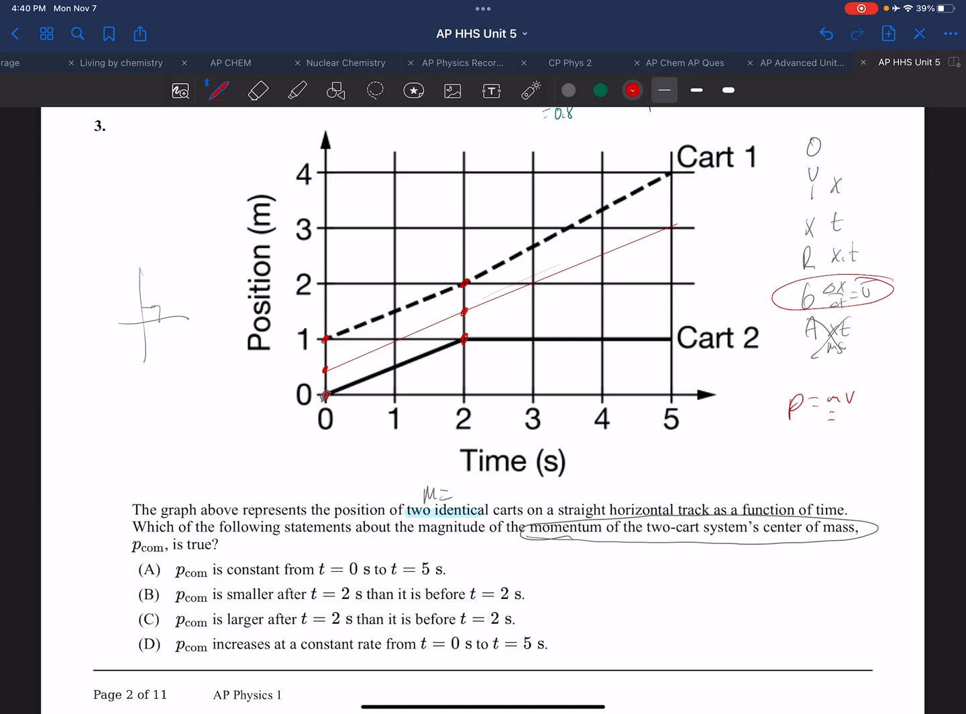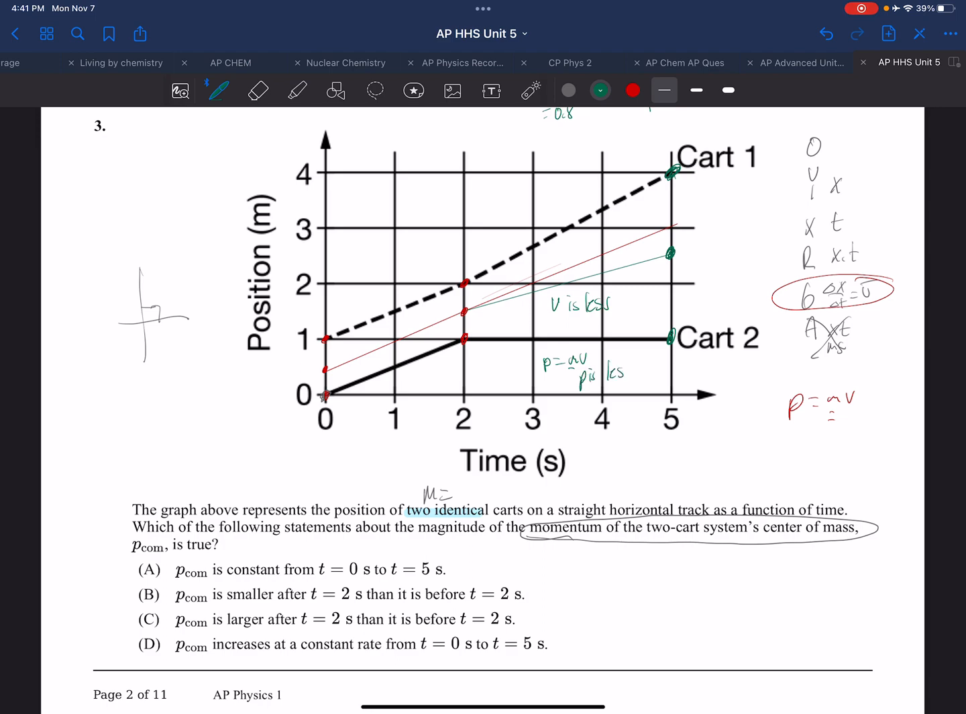Okay? Now, if we go to afterward, cart 1 is located here, cart 2 is located there. And the center of mass of these 2 identical carts would be in the very middle, which is right there. So the curve would look like this afterward. And so we can see the v is less, and p equals mv. The mass is the same, the v is less, so the momentum is less after 2 seconds.